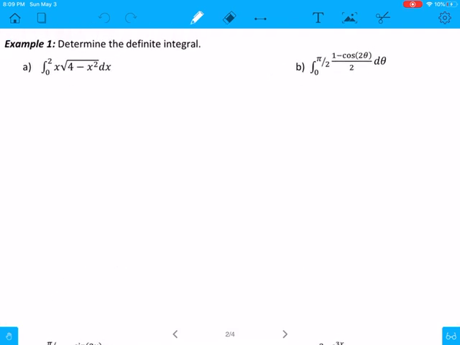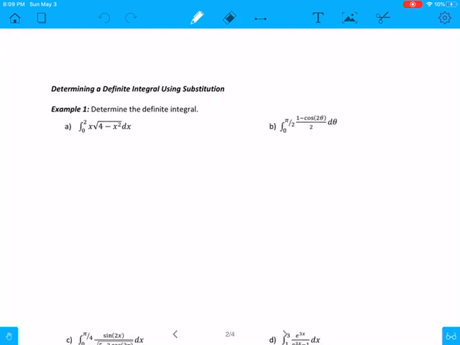Well, we can't go right to filling in 0 and 2 because we can't do the antiderivative of x times the square root of 4 minus x squared, because you have to do substitution first. So, I'm going to have to do substitution, and I'm going to make u be 4 minus x squared. I'm going to write it up here, and you'll see why in a second.